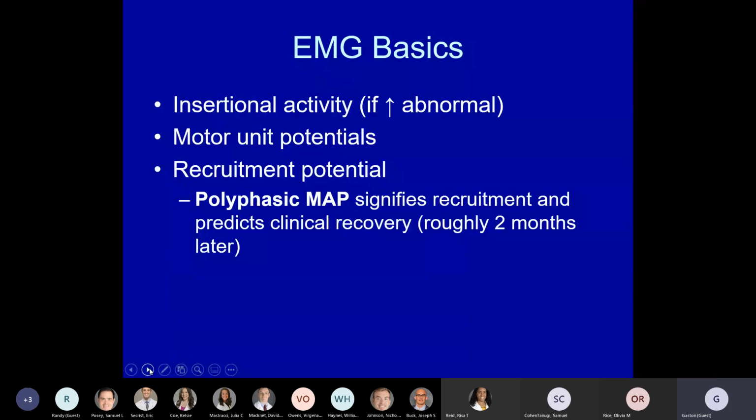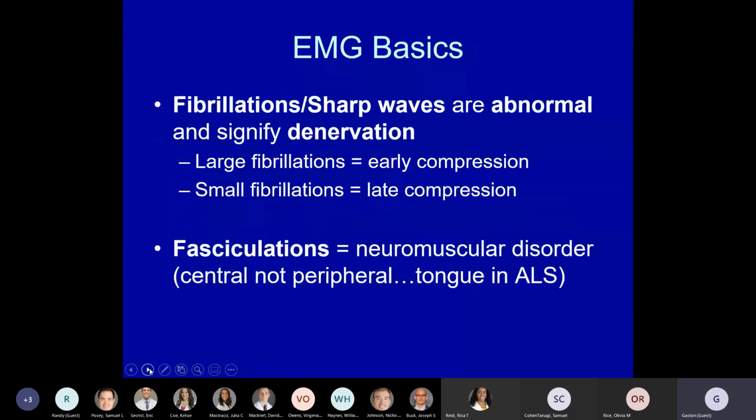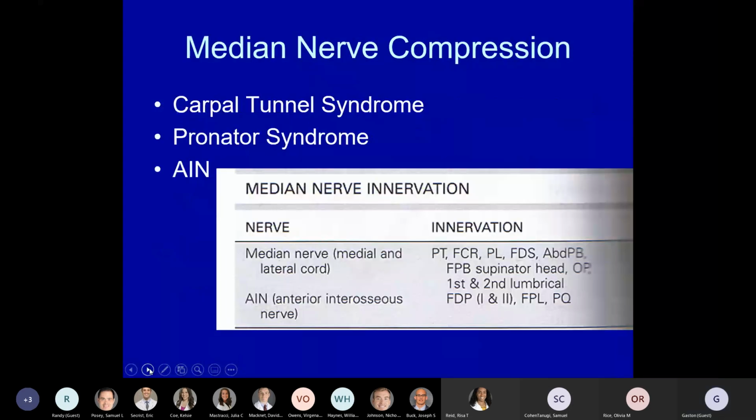If they give you a patient that has a nerve injury, 3 months later, you get an EMG and you see polyphasics, how do you counsel the patient? It's that's good. We're seeing clinical recovery should be following those polyphasics. In contrast, fibrillations and sharp waves are bad and signify denervation. Now, fasciculations, if you remember tongue fasciculations in patients with ALS, that's a central problem. So if you see fasciculations on an EMG, you're thinking it's a neuromuscular disorder or a central problem.